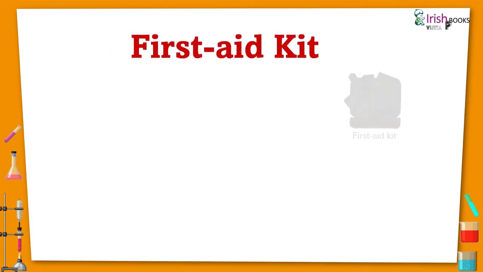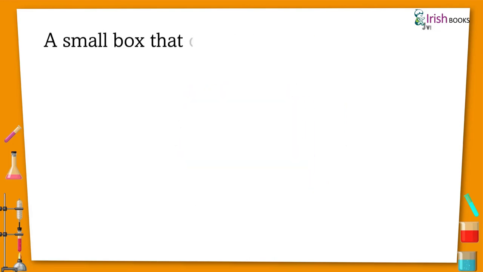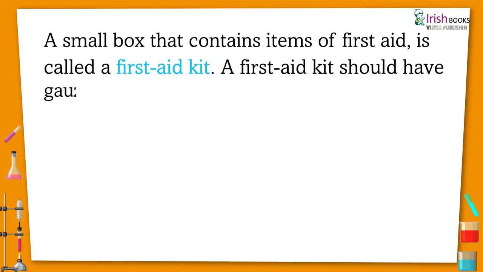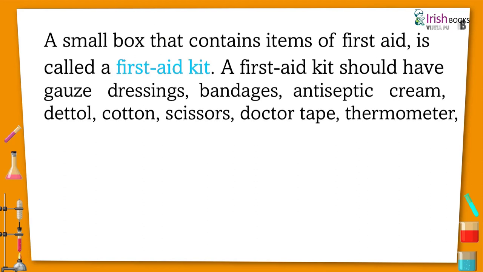First aid kit. A small box that contains items of first aid is called a first aid kit. A first aid kit should have gauze dressings, bandage, antiseptic cream, Dettol, cotton, scissors, doctor tape, thermometer, etc.